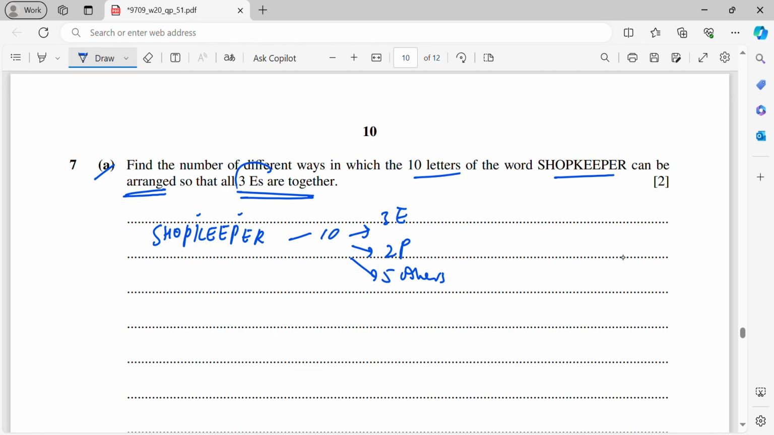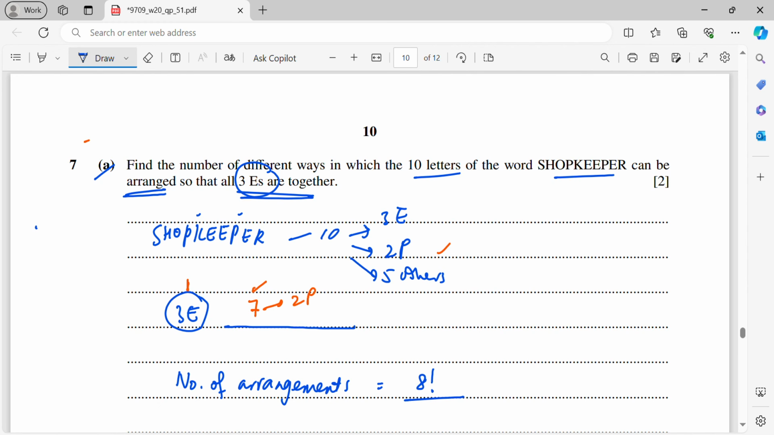So since 3 E's are together, what I need to do is I group these 3 E's as 1. That means out of 10, you minus 3, you still have 7 letters. But out of this 7, I still have 2 P's and 5 others. Now I need to arrange this 7 together with this group, so 1 plus 7 becomes 8. The question does not mention that it must start with the 3 E's, so there are 8 items now, the 7 plus the 3 E's as 1.